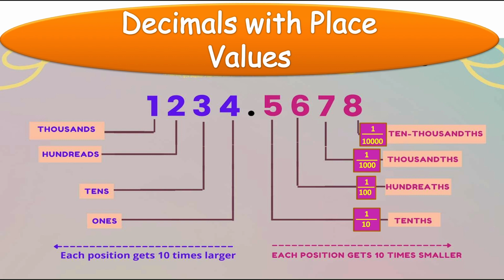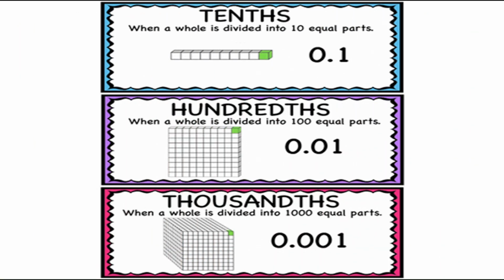Okay, so now I want to tell you one more thing. When a whole is divided into 10 equal parts, and we choose one part, we write the fraction as 1/10. So how do we write it as a decimal? We write it as 0.1, because it is 1/10.